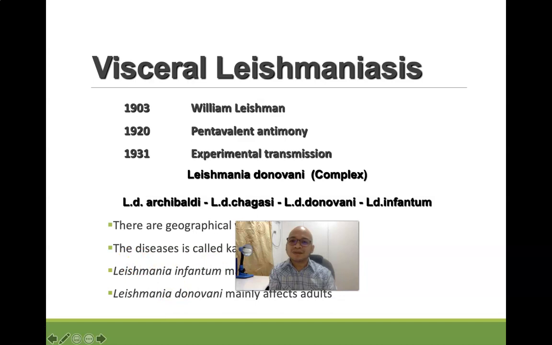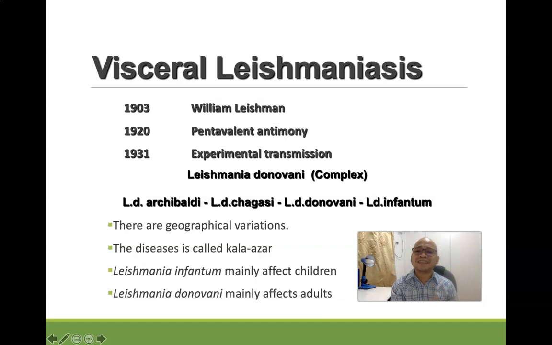Leishmania donovani, or the visceral leishmaniasis, was discovered as early as 1903 by William Leishman. In 1920, antimony, which is of course a type of metal, was used. The pentavalent antimony was used for its treatment. In 1931, they experimented on the transmission of visceral leishmaniasis. They discovered other species aside from donovani, such as archibaldi, chagasi, and infantum. It depends on the geographical distribution, and the disease is generally called Kala-azar. Infantum mainly affects children, while donovani mainly infects adults.